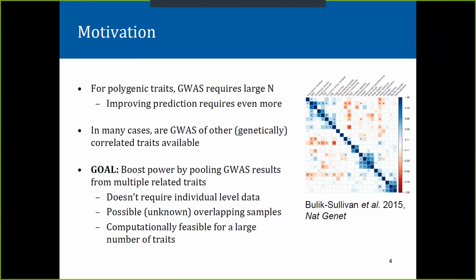First, we wanted a method that didn't require individual level data, so it would operate just on the summary statistics. We wanted it to be a method that was robust to potential overlap in the summary statistic samples. And we wanted it to be something that was computationally feasible, even for a large number of traits.